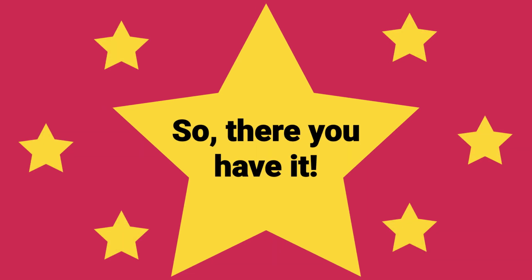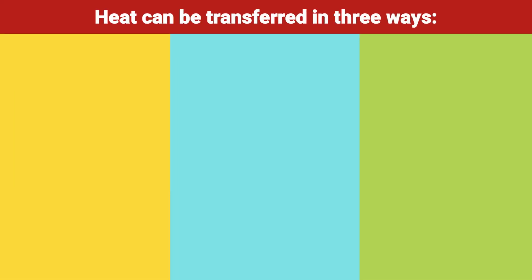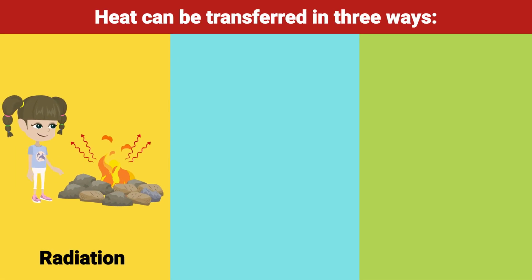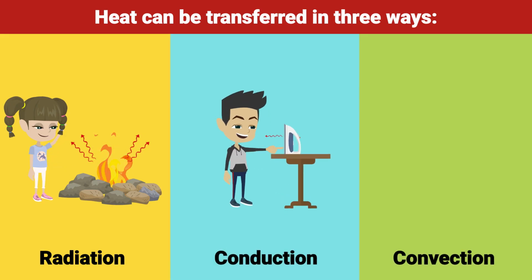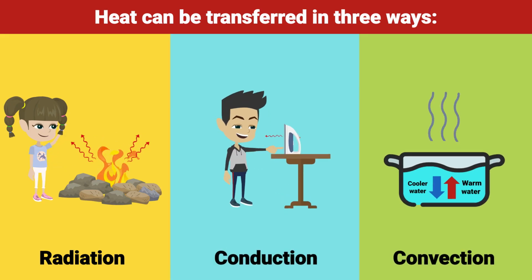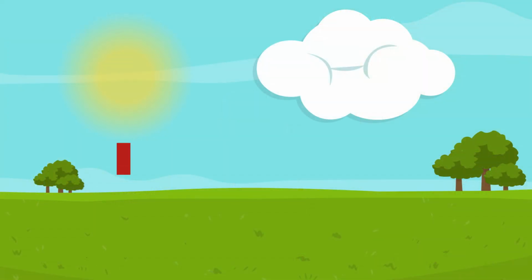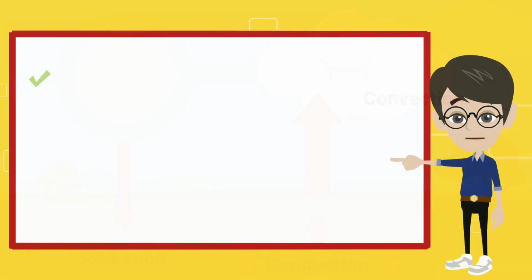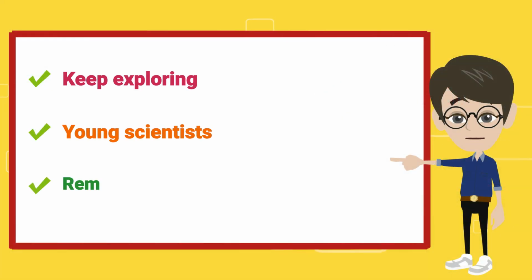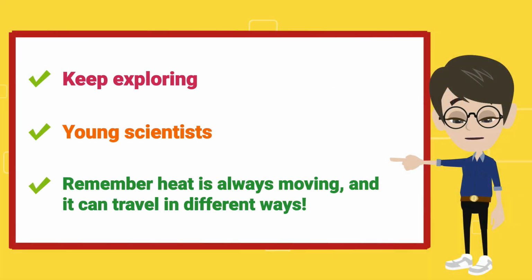So there you have it. Heat can be transferred in three ways: radiation, when heat moves through the air; conduction, when heat moves through contact; and convection, when heat moves through liquids or gases. Understanding these three types of heat transfer helps us see how heat affects the world around us. Keep exploring, young scientists, and remember, heat is always moving and it can travel in different ways.